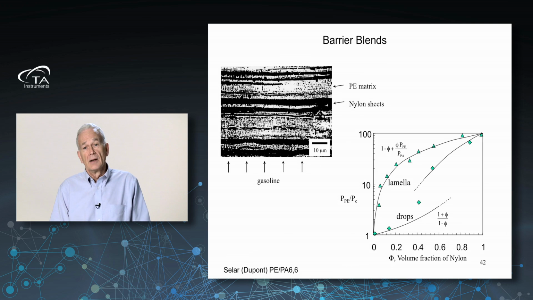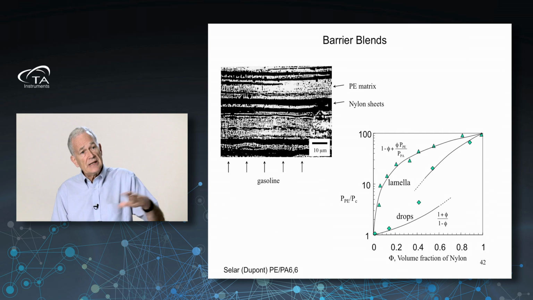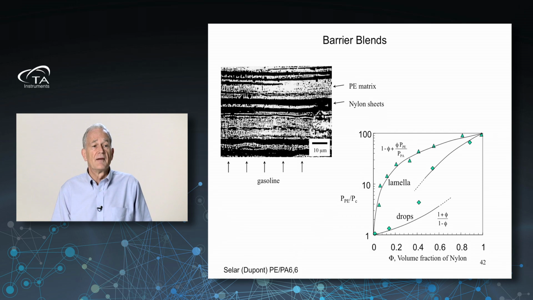Another example are layered structures, barrier blends. And if we can get a sheet-like structure in, then we can have a much better barrier. So the lower curve is droplets and the upper curve is lamellar, and that shows that even with 5% of layered structures, you can cut the diffusion by a factor of 10.